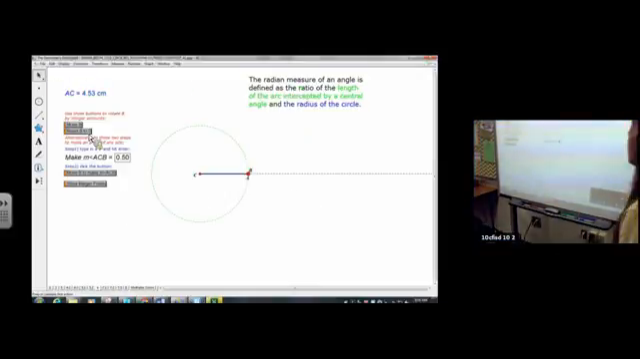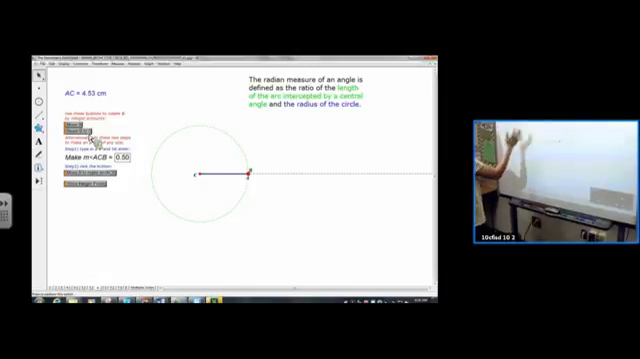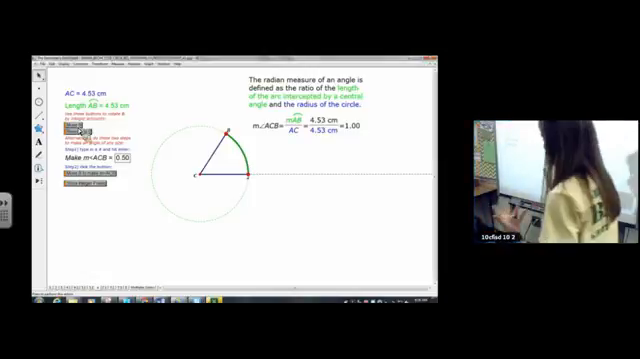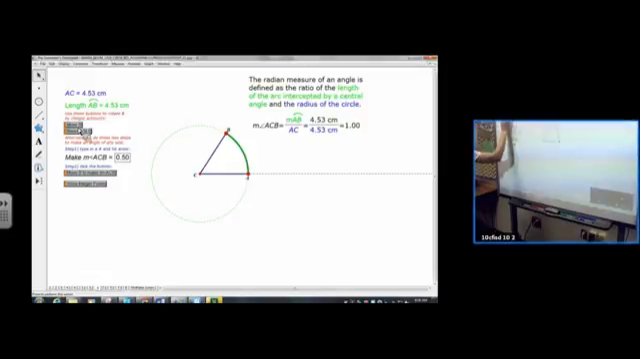Let's see. Right now I have an angle measure of 0. I'm going to move B. That's an angle measure of 1 radian, 1. I'm going to move it again. That's 2. That's 3. That's 4. That's 5.